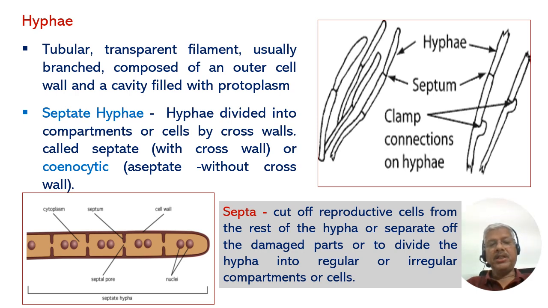Septa occur in the thallus of all filamentous fungi to cut off the reproductive cells from the rest of the hyphae, to separate off the damaged parts, or to divide the hyphae into regular or irregular compartments or cells.